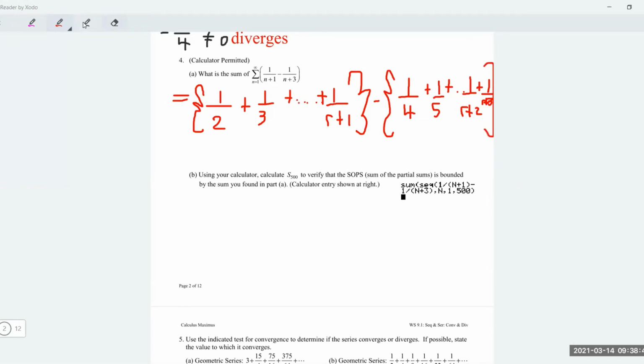Now, why would I do that? Because look at this. The 1 over 4 would cancel the 1 over 4 here. 1 over 5 would cancel the 1 over 5. The 1 over r plus 1 would cancel the 1 over r plus 1 in here. And so what I would be left with is 1 over 2 plus 1 over 3.